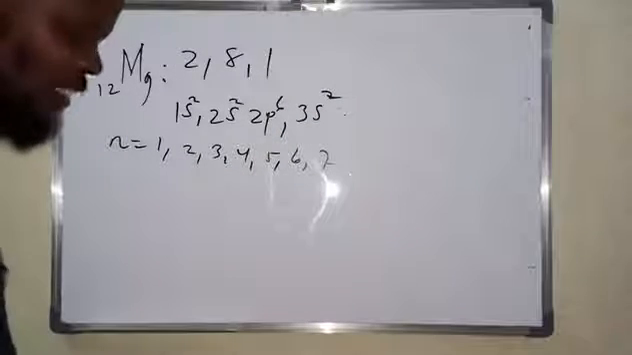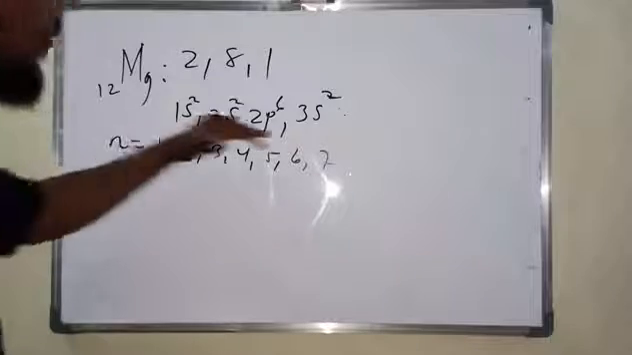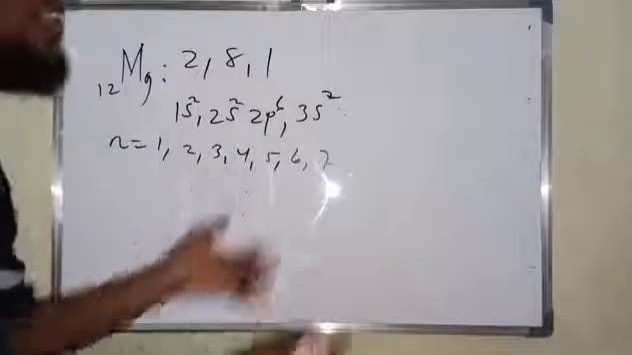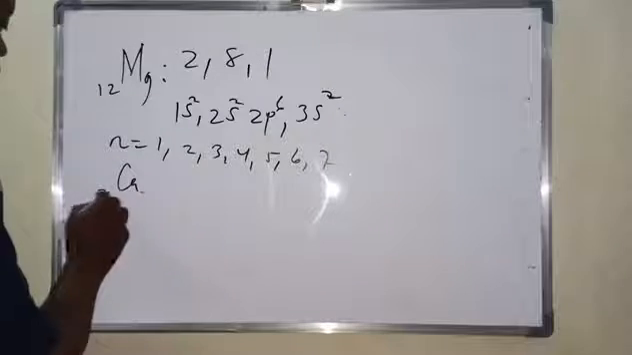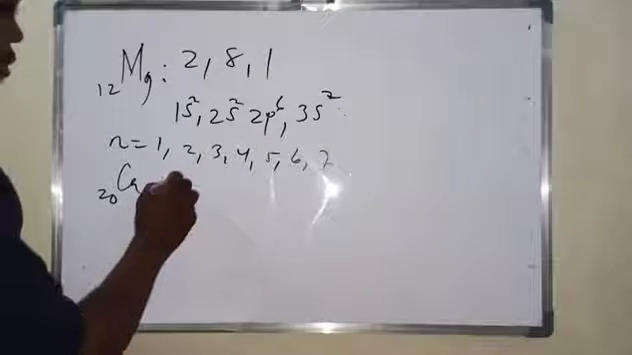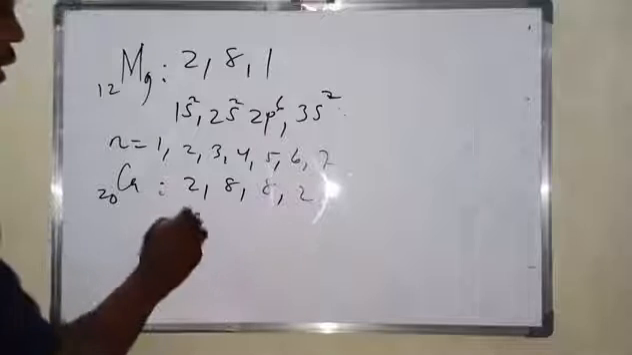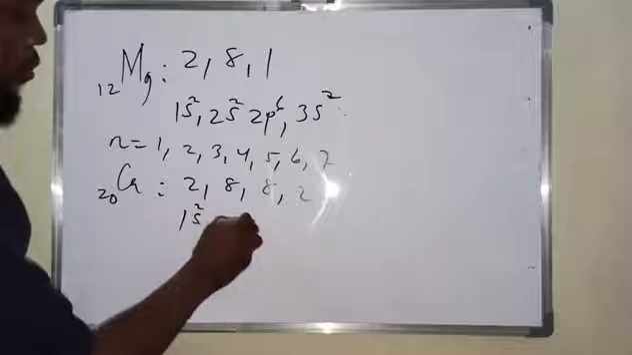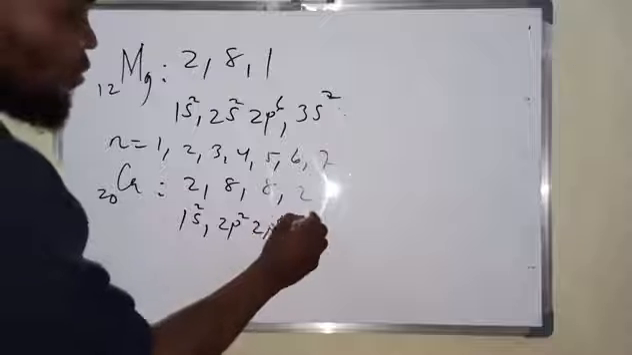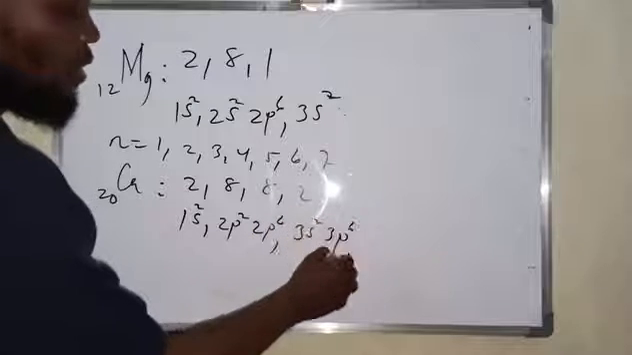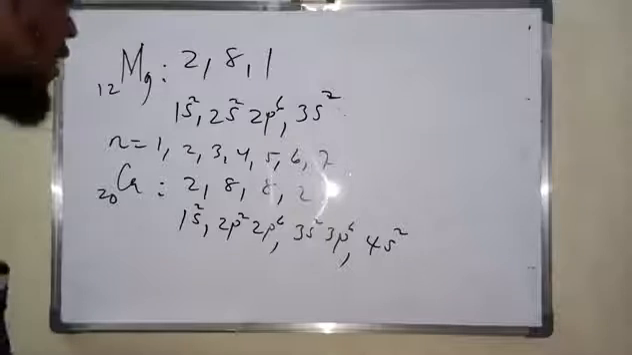Then the next thing is to give you the format. If you have a larger atom, like calcium, for instance, with 20 electrons, we arrange it as 1s2, 2s2, 2p6. We are done with this. Then 3s2, 3p6. We are done with this. Then 4s2. So you can see.